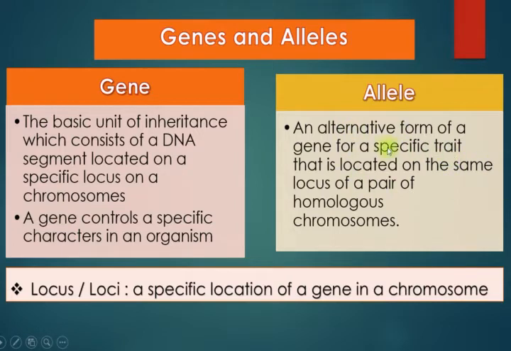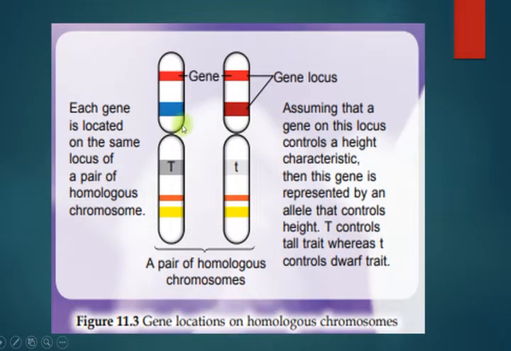Yeah, for a specific trait. So this refers to the gene locations on homologous chromosomes. This refers to a pair of homologous chromosomes. One comes from the father, and the other comes from the mother.